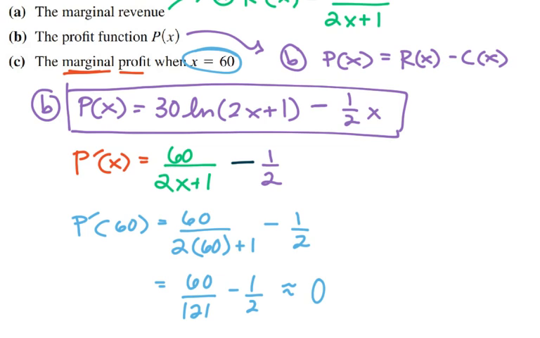All right, so that's it for this example. The main thing you want to remember with these word problems is when you see those words marginal and you're dealing with profit, revenue, and cost, that means we're going to be finding the derivative, because that's the rate at which the profit is changing.